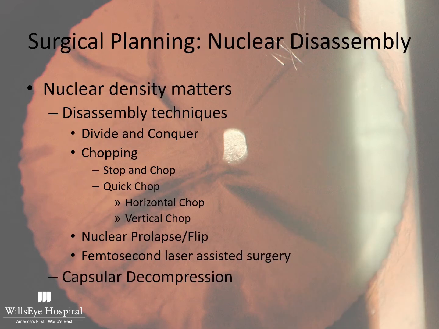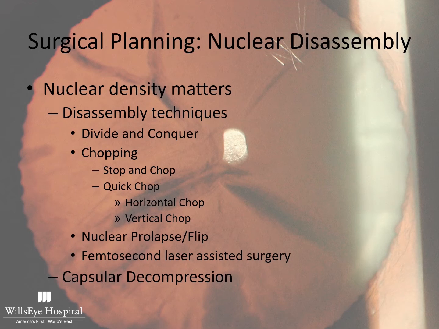Surgical planning for nuclear disassembly: density matters, and so you can have different techniques that are appropriate for certain types of density. Obviously, every surgeon has a favored technique, and you should go with what you're most comfortable with, but it is helpful to have a variety of techniques in your arsenal because not one cataract is amenable to all techniques. So divide and conquer is your traditional technique, where you make a cruciate-shaped groove in the lens and crack that. That's how most people learn initially.